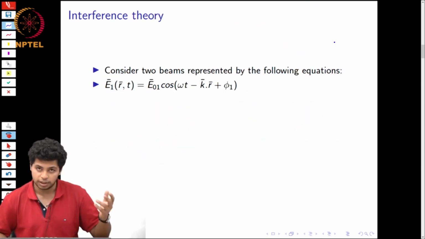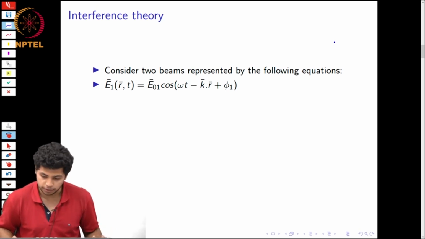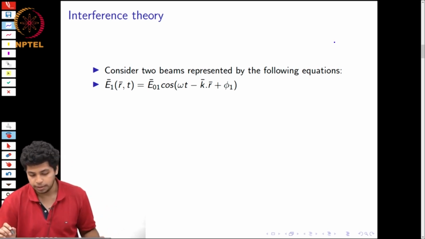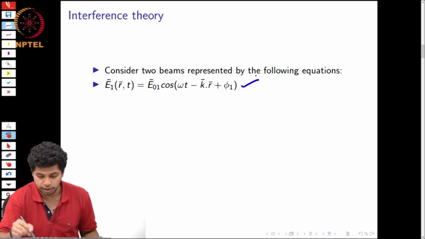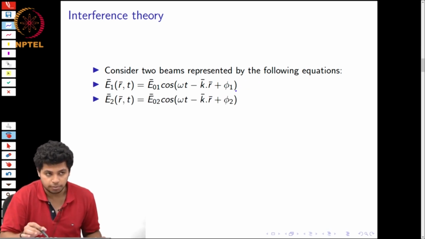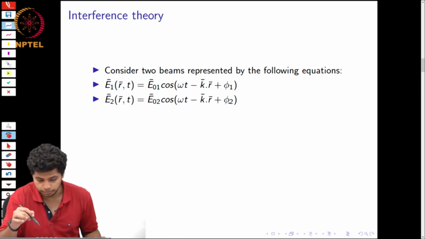Now, we will go over the theory. What we want is two beams which we want to interfere. So, consider the following equations. E1 of r and t is given by this first equation right here. We use an omega t term to show its frequency. This k dot r is the direction and phi 1 is the initial phase of beam number 1. For the second beam, we have the same frequency and same direction, but a different phase.